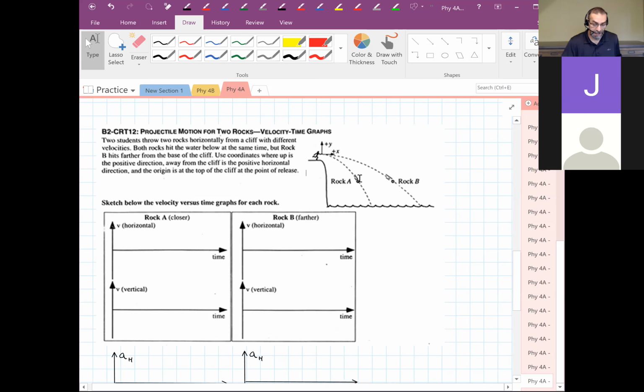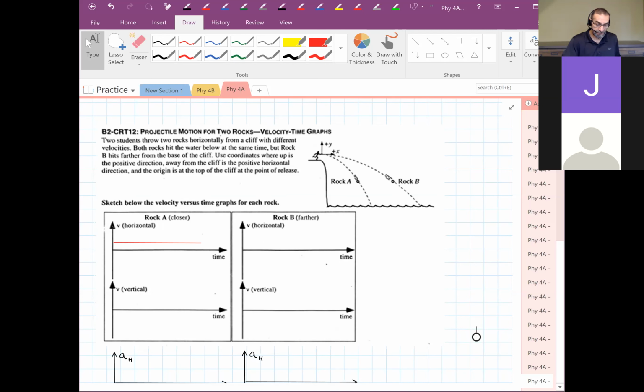So let's do rock A. Rock A is thrown horizontally. And does the horizontal speed ever change? No, it does not. So we would get a nice graph, looks something like that, right? It's moving to the right. To the right is our positive direction, and its speed in the horizontal direction never changes.